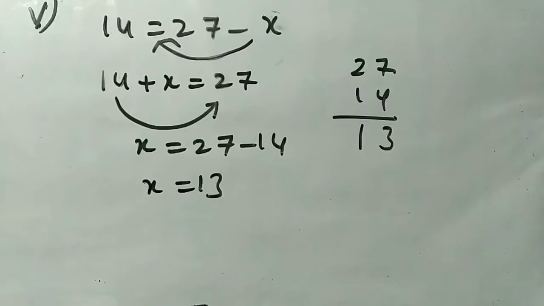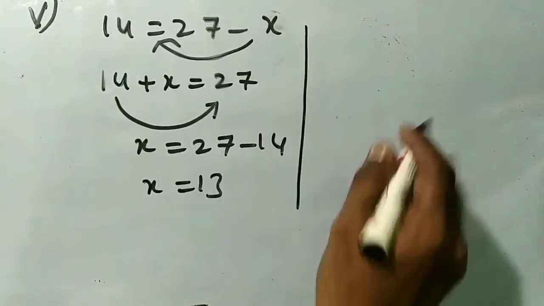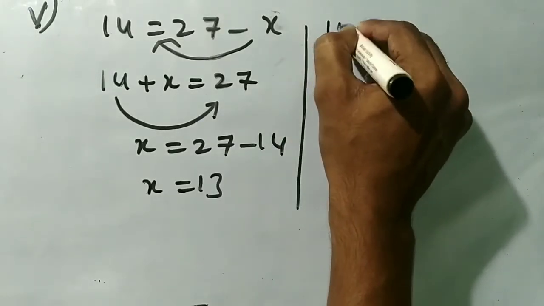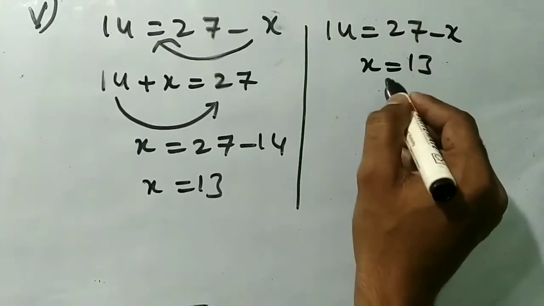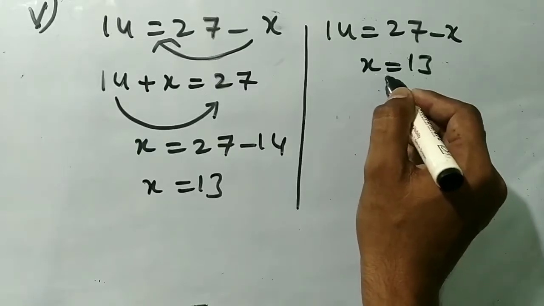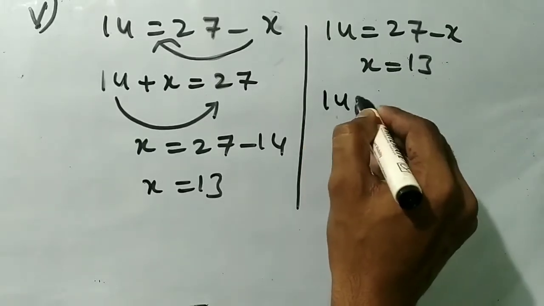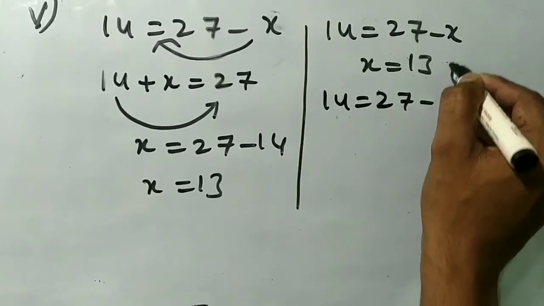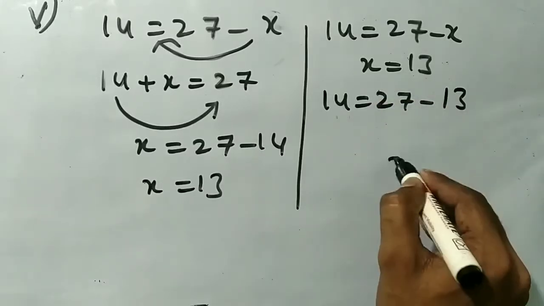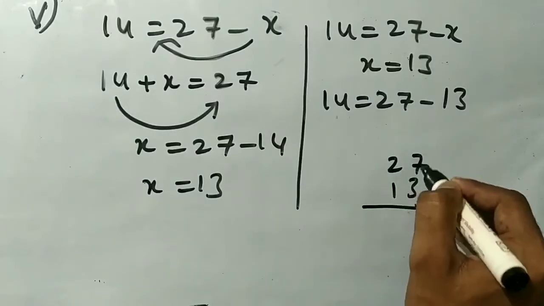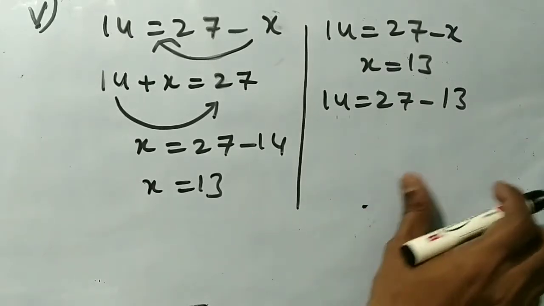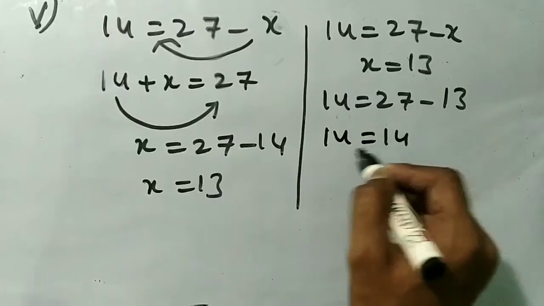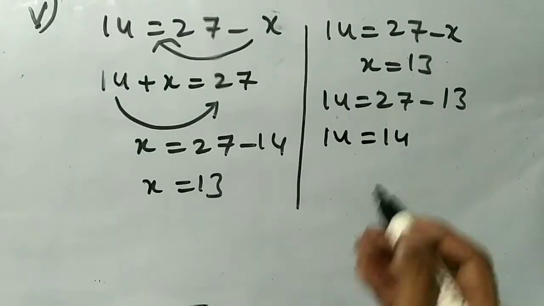We have to check whether 13 is a correct answer or not. Checking the result here. Note down the question: 14 is equal to 27 minus x, and x we got is 13. Substitute the value 13 where the x is. So 27 minus 13 is equal to 7 minus 3 is 4, and 2 minus 1 is 1. So 14 is equal to 14. It is also proved. That is RHS is equal to LHS.